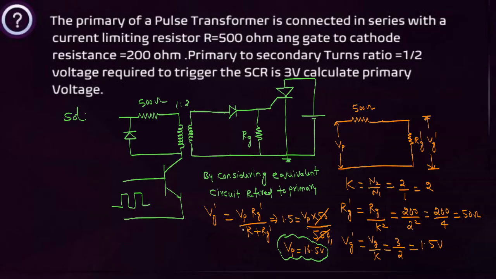And this is the question based on the equivalent. This is the expected model of question from the GATE point of view. For this, I already gave the formula: Vg dash equals Vp into Rg dash by Rg. If this R is the resistance at the primary side, Rg dash is the resistance referred to primary. We are transferring from secondary to primary. From this, we have to calculate Vp. It is asking for the primary voltage. Primary voltage is 16.5 volts is the answer for this question.